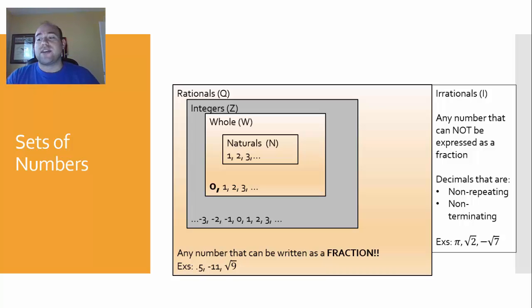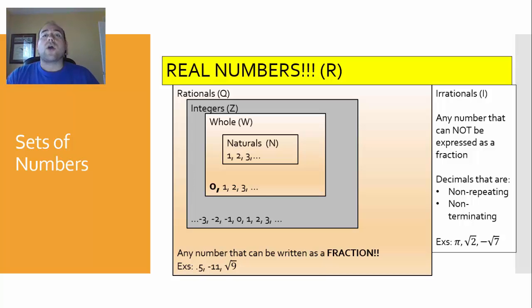Square root of 2 is another example. If you put the square root of 2 into your calculator, it's going to cut off the decimal, but realize it keeps going. It's an irrational number. And then negative square root of 7 is another example, just to show you that irrationals don't have to just be positive, they can also be negative. All right, so all of these numbers now are real numbers, or just R is what we use. Okay, so these are all the different sets and subsets of real numbers.